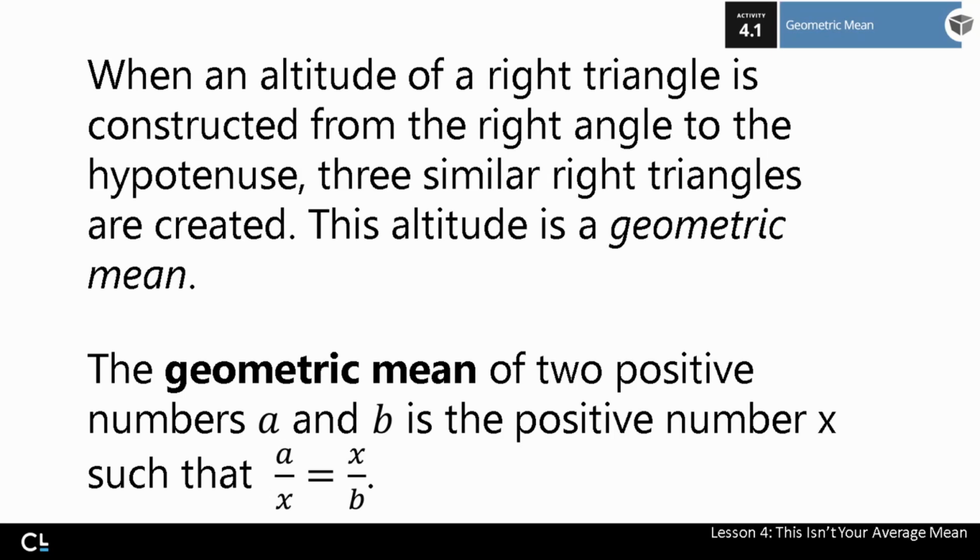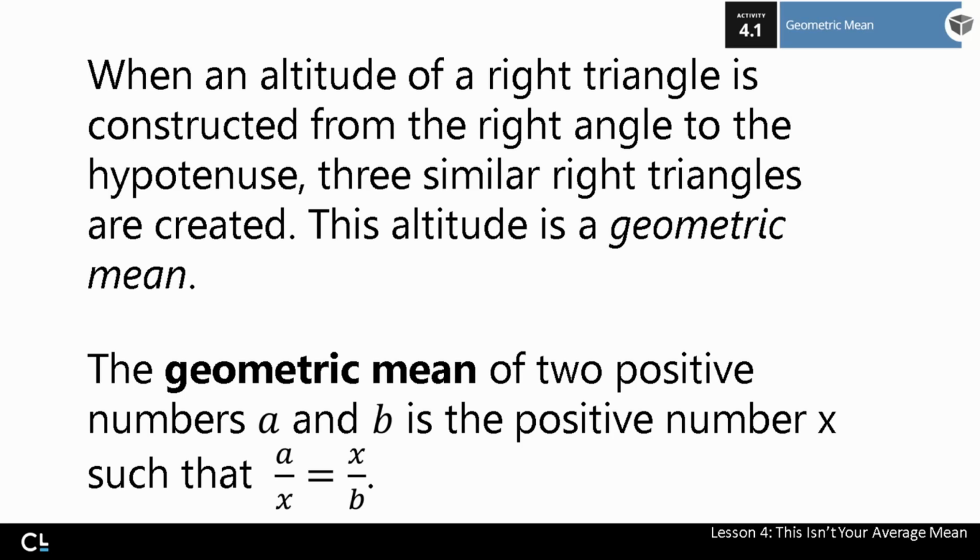So when that is used, we're also going to have to do something called the geometric mean. So when we look down below here, we see our geometric mean in the process, right? So when we look, it says the geometric mean of two positive numbers a and b is the positive number x such that a over x equals x over b, right? So a over x equals x over b.